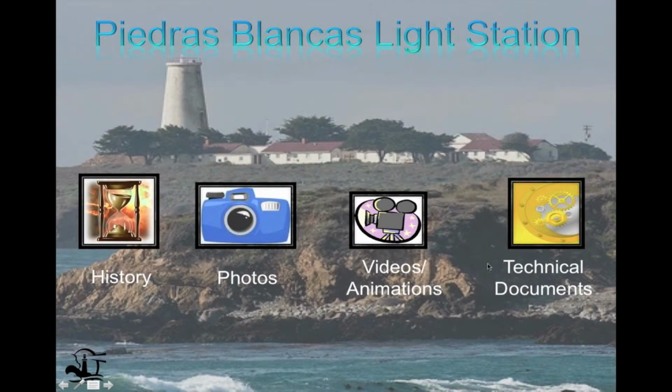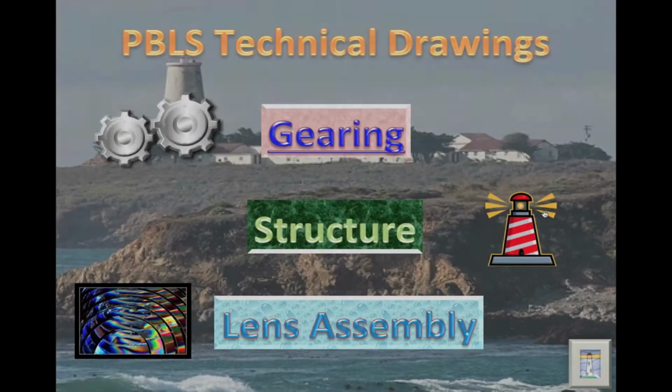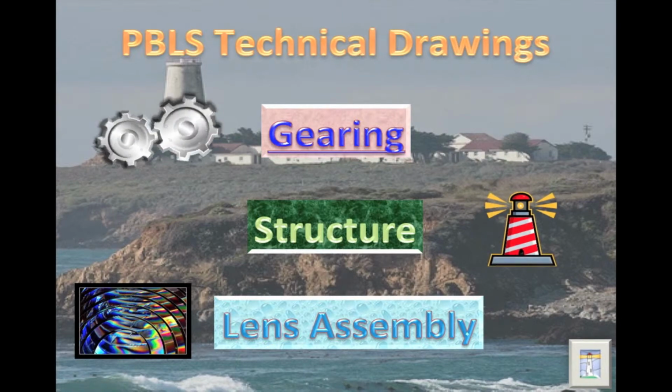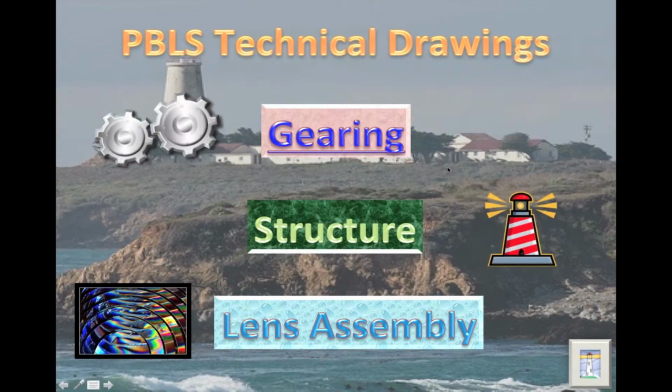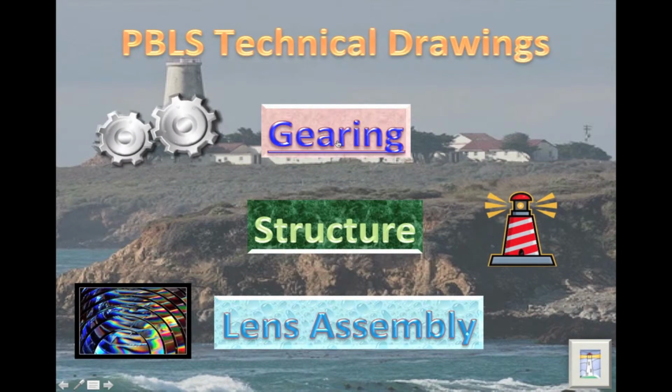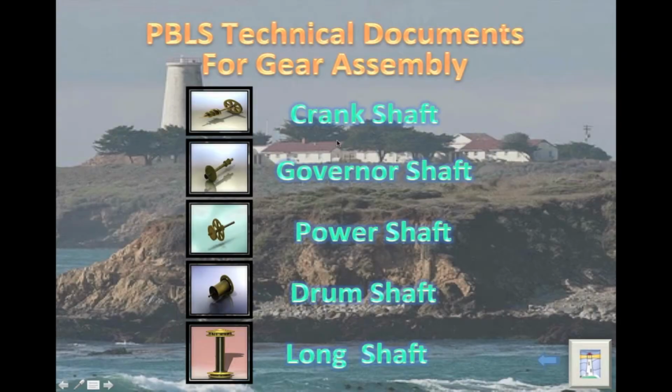And then finally, the technical documents was the last piece that we had to do for this project, where it would show all the different engineering documentation in proper form, all the different aspects of the gearing, structure, as well as lens assembly. So if we were to take a look at gearing real quick here, these are all the different types of gearing components that were responsible for this.